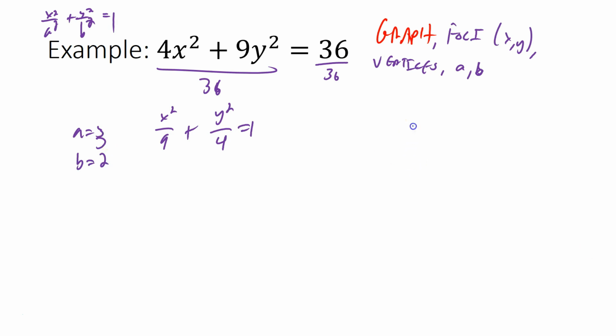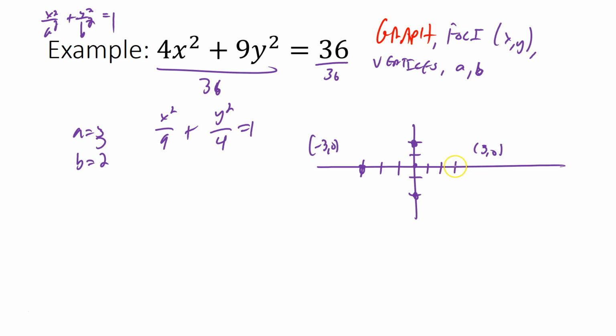Now we can make our ellipse. Okay. So a is 3, so I'm going to go 3 from the center at 0, 0. I'm going to go 3 to the right. I'm going to go 3 to the left. And then I'm going to go 2 up, and I'm going to go 2 down. And we're going to put our points in there. The vertices then are at negative 3, 0 and positive 3, 0. Those are my vertices because they're in the major axis.